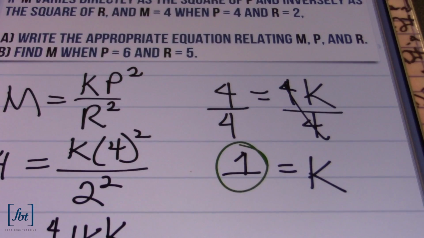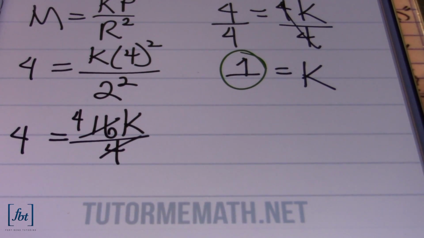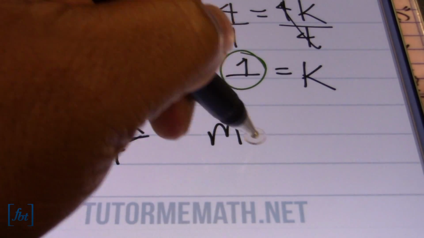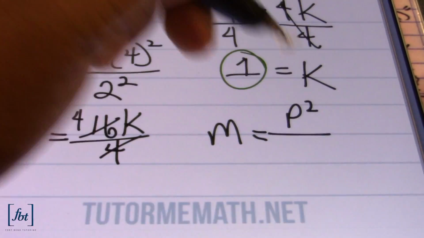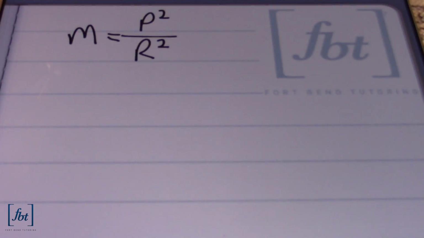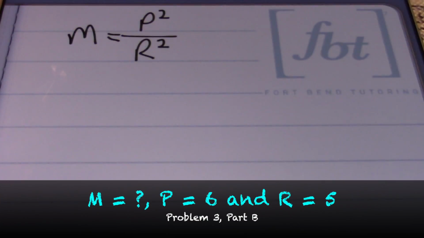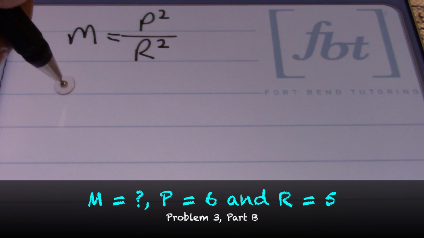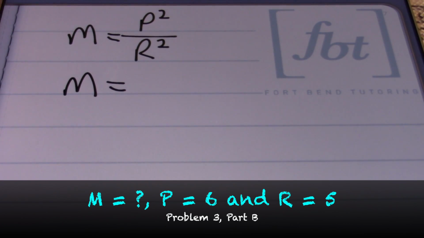So now that we know that our constant of variation is 1, we can write our combined variation equation as m equals p squared divided by r squared. And this is our variation equation. Using our variation equation, we will be solving for m when p equals 6 and r equals 5. So plugging in my values, I know that p equals 6, so I have 6 squared divided by r squared when r equals 5.